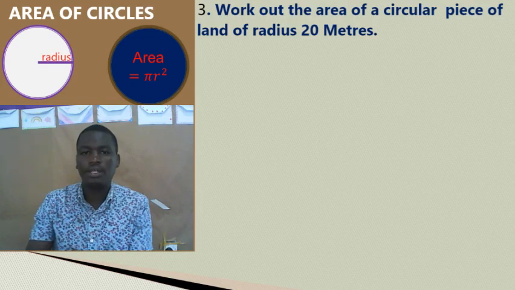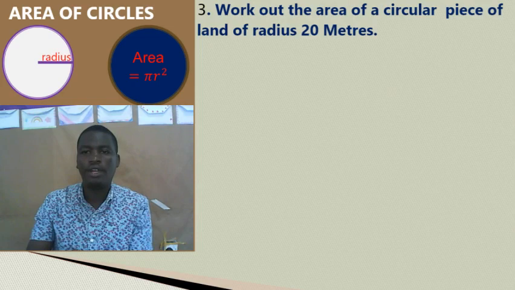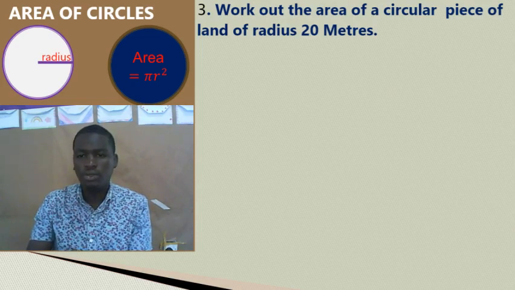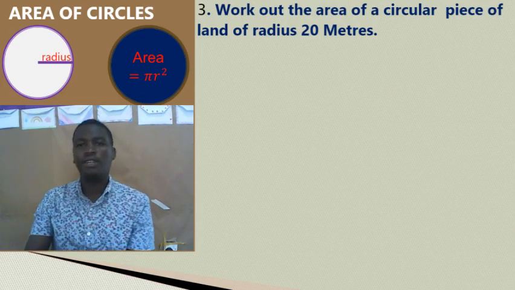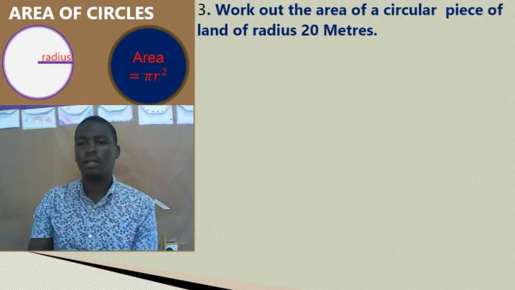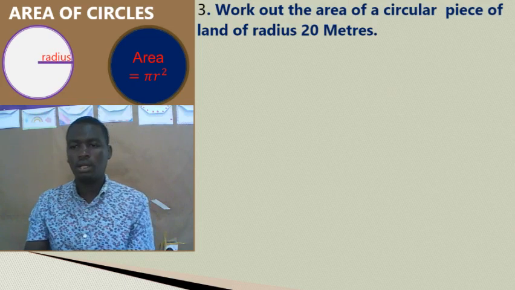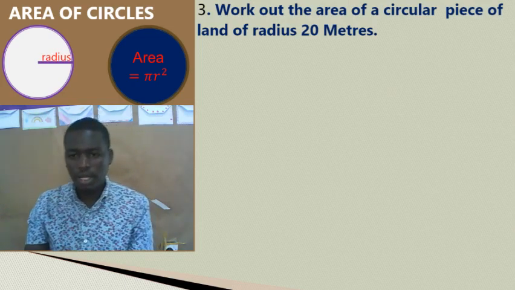Giving us the next. So, you are supposed to work out the area of that. So, let's have it. The piece, work out the area of the circular piece of land, radius 20 meters.